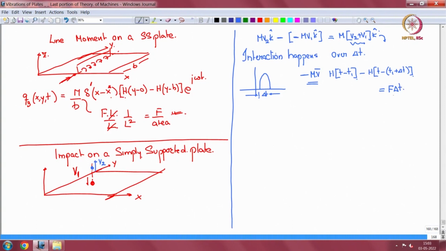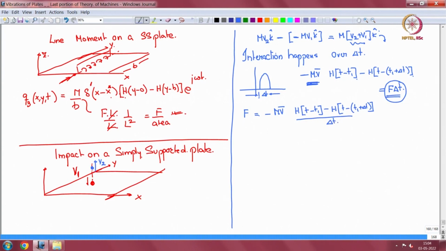Okay, impulse is force into delta t, that is equal to the momentum change, right. Force into time is impulse, which is equal to change in momentum. So what is my f now? F is equal to minus mv bar, h(t minus t1) minus h(t minus t1 plus delta t), over delta t.